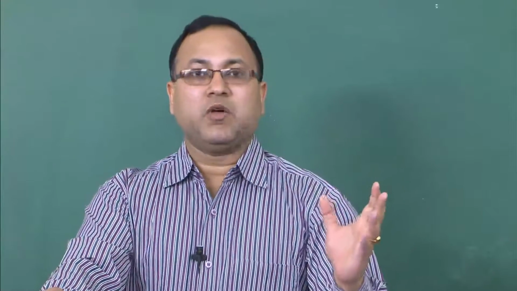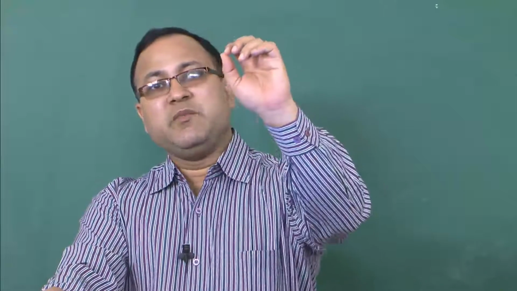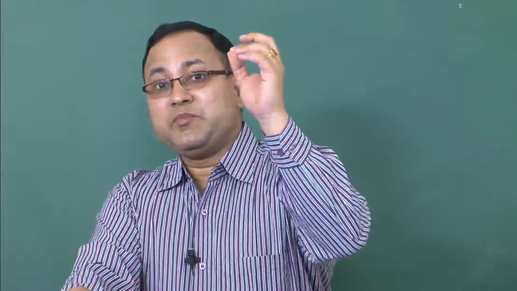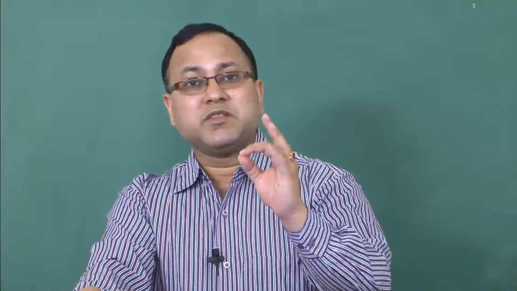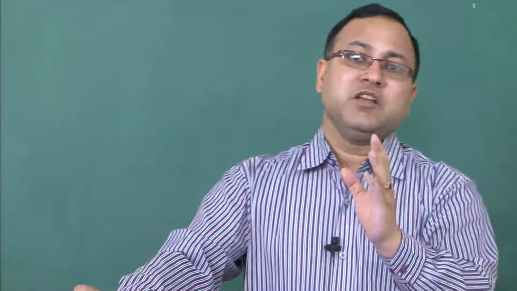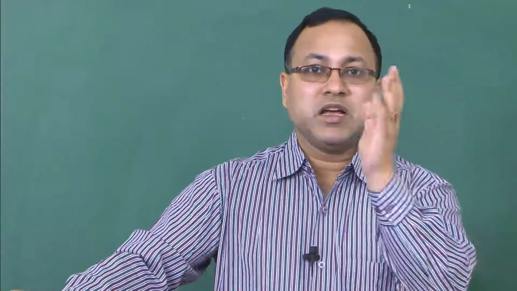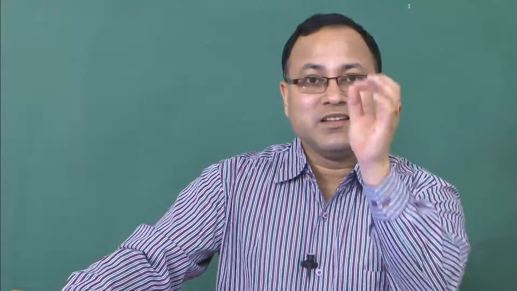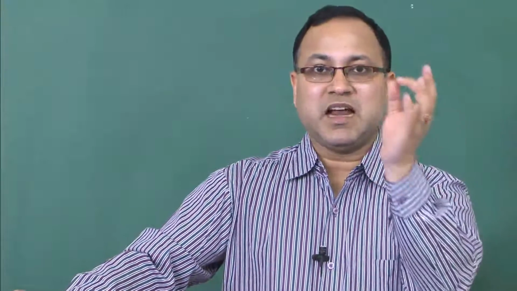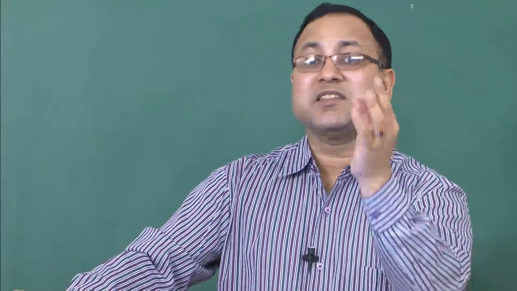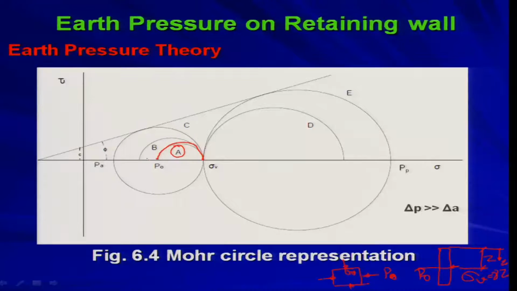this circle will be representing the earth pressure at rest condition. Now, the wall is gradually moving away from the backfill. What will happen? Your sigma v, the major principal stress, will remain the same, is it not? The only thing is that the wall is gradually moving away from the backfill, so the lateral pressure will be decreasing. If the lateral pressure is decreasing, that means sigma 3, the minor principal stress, is gradually decreasing. So, from A you get circle B, and at the ultimate state you get circle C.